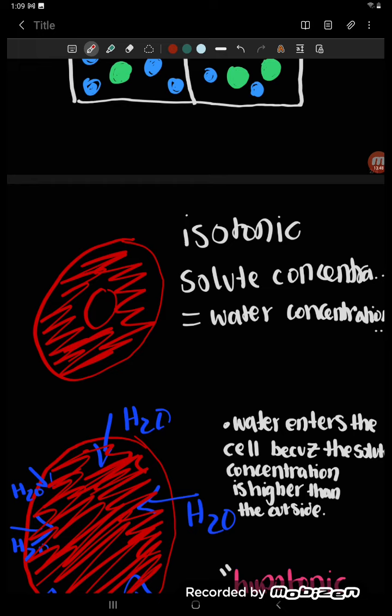So isotonic means that the solute concentration is equal to the water concentration. So there's no movement of water because the amount that enters the cell is the same amount that leaves the cell, okay? Whether that's the solute or the water, the amount is equal. It's like equal concentration of both solute and water. But let's get to hypotonic.